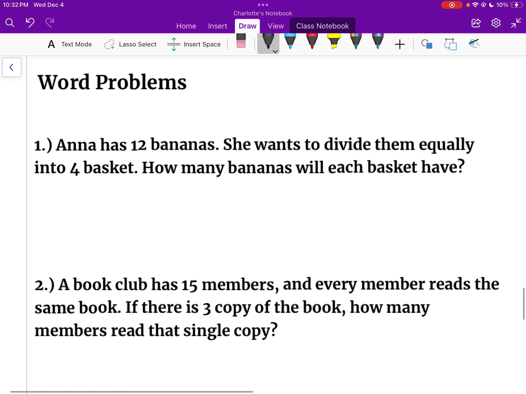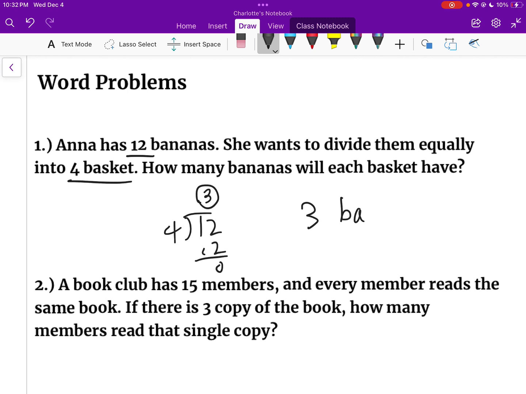Word problems. Anna has 12 bananas. She wants to divide them equally into 4 baskets. How many bananas will each basket have? So 12 divided equally into 4 baskets, so we're going to divide it. 4 times 3 is 12. So the remainder is 0 now, so we have 3 for the quotient, so 3 bananas for each one.